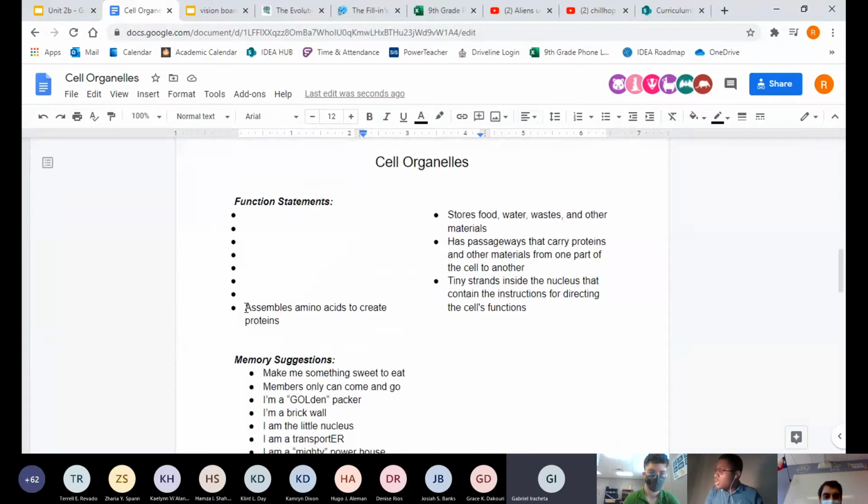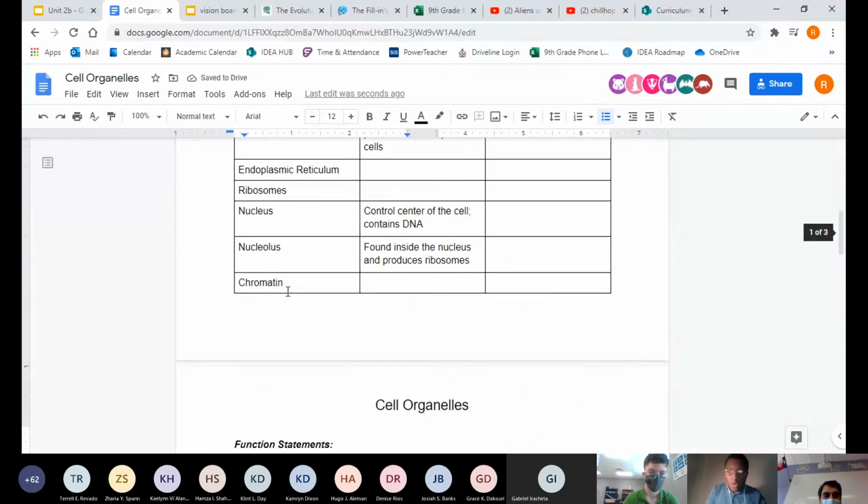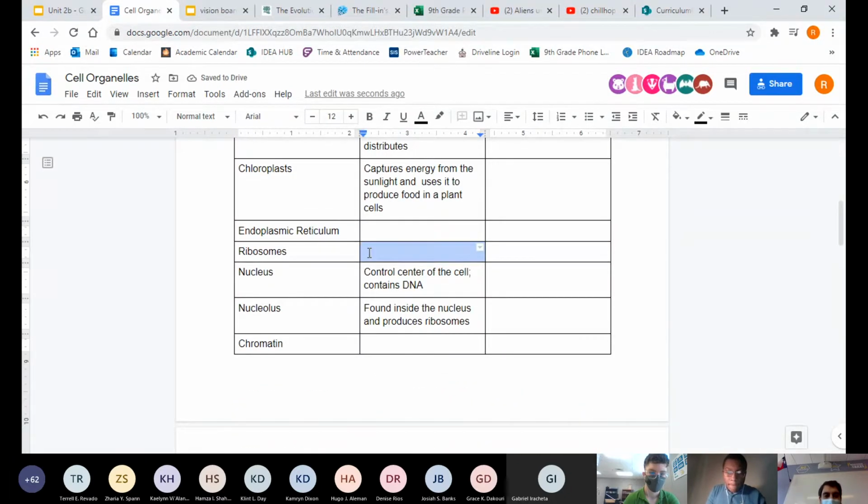Okay, assembles amino acids to create proteins. These are going to be ribosomes. So when we talk about how bacteria and eukaryotes both have ribosomes, it's because they're both alive.